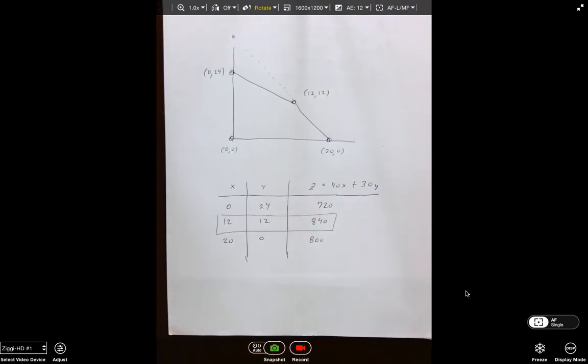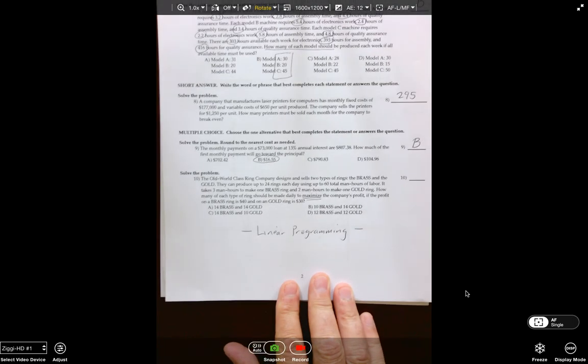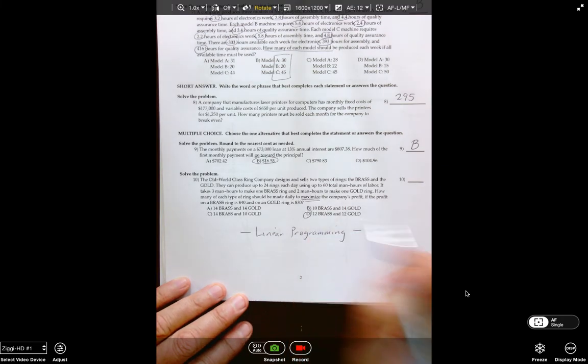So the maximum revenue I get is when they make 12 brass watches, or I'm sorry, 12 brass rings and 12 gold rings. So let's find that. That looks like to me that this is D. So we've got that.